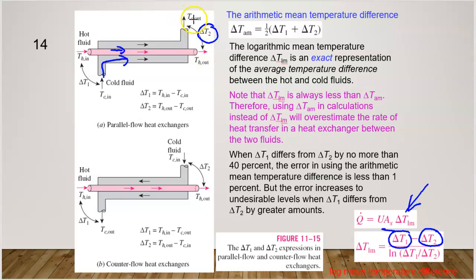So minus this one, TH out minus TC out, and you have delta T2. And this one, if you look over here, this is delta T1. So which one is highest? Minus the lower value to have a positive one. So TH in minus TC in, you have a delta T1. So this is a complete formulas.